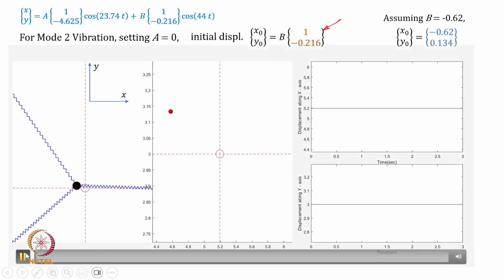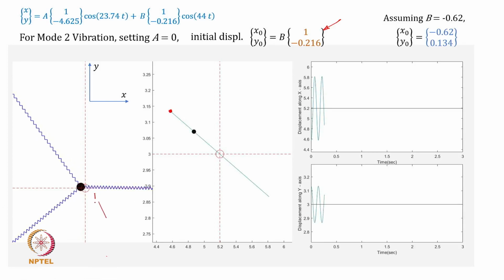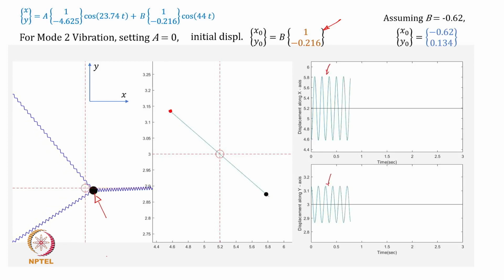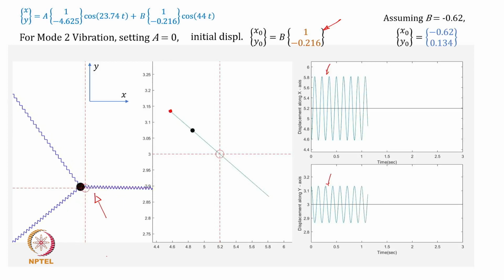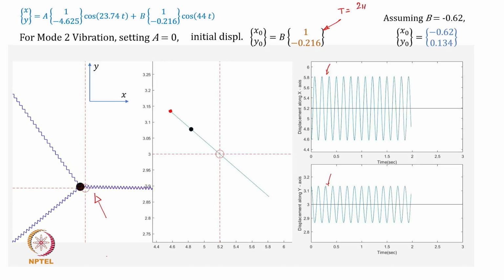You can start this animation and you can see that this mass is now executing a harmonic motion. You can see a pure sinusoidal waveform is being traced out in both x and y direction. This is how the motion is taking place. The time period will be corresponding to 44 radians per second. So essentially this capital T is 2 pi upon 44 radians per second.